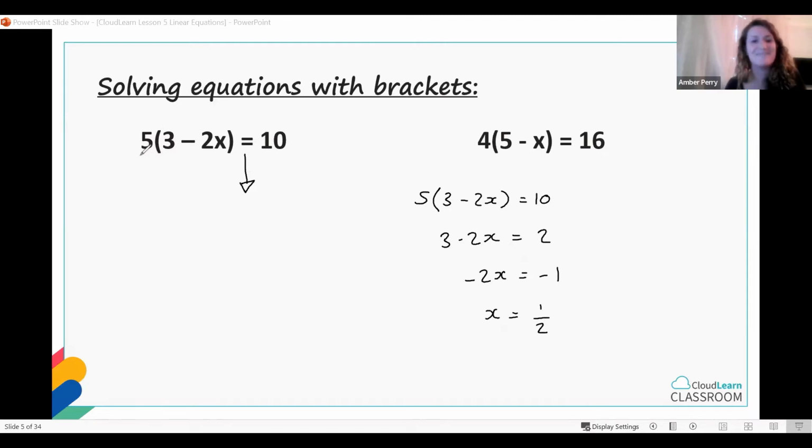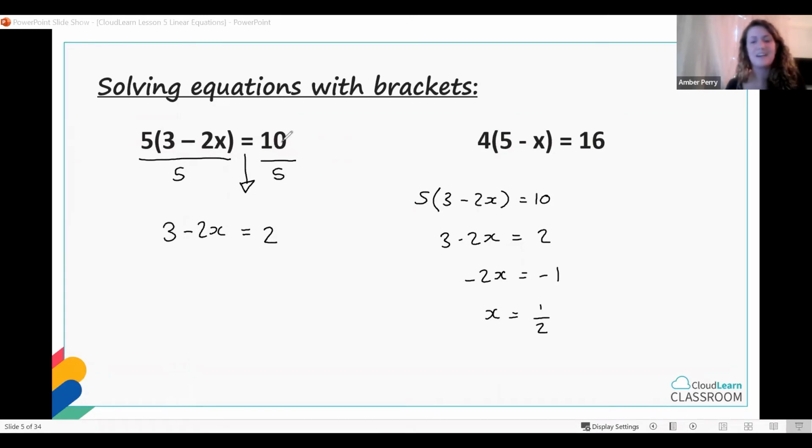No, I am sorry. I realized I must have made an error with the last one. So let me just see if I can figure out which. We are going to start with dividing by 5. So we're going to have 3 minus 2x here, and 10 divided by 5 is 2.